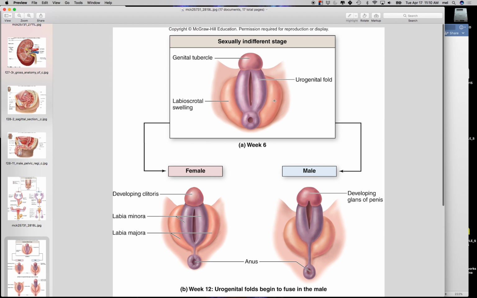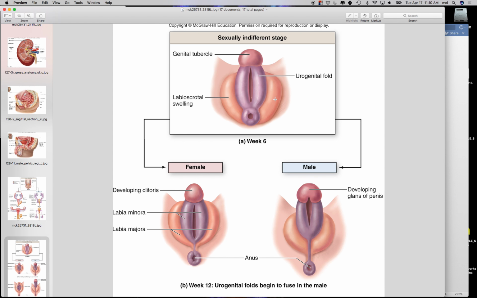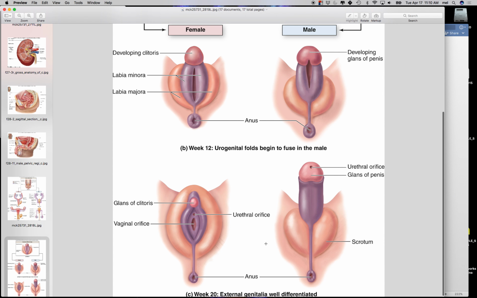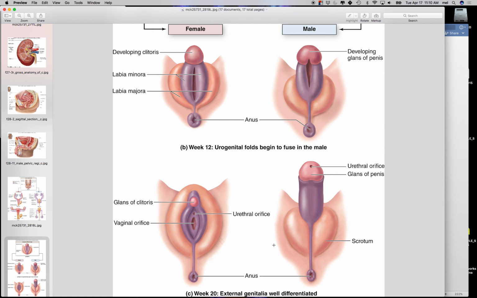Again, we're about week 6 right here. In this picture, homologous structures are the same color, okay? So about the sexually indifferent stage, and then we're going to start development. And then you get to fully developed, right? This is when the primary sex characteristics are put down. So between weeks 12 and week 20, you really start putting everything in place. Please note the homologous structures in males and females: the glans of the clitoris, the head of the clitoris, is homologous with the glans of the penis.